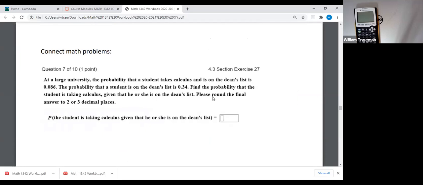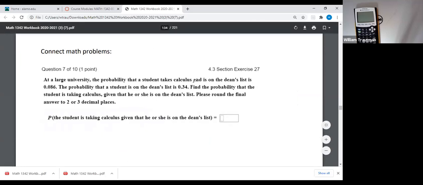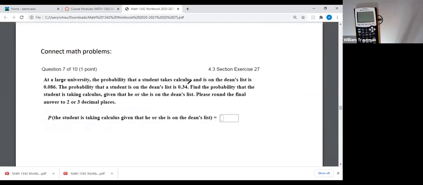At a large university, the probability that a student takes calculus and is on the dean's list is, so I'm calling C calculus and D dean's list, the probability that they take calculus and are on the dean's list is 0.086. The probability that the student is on the dean's list is 0.34.